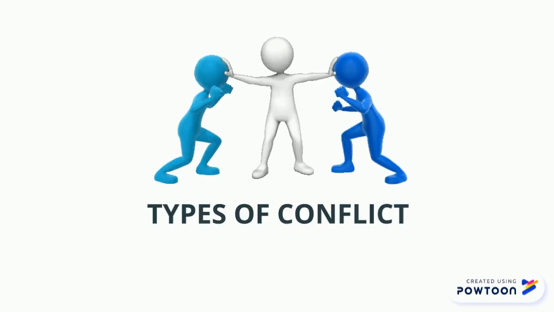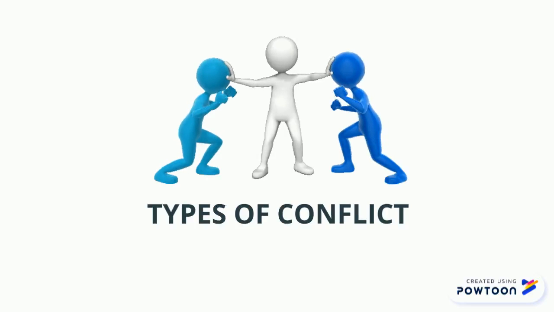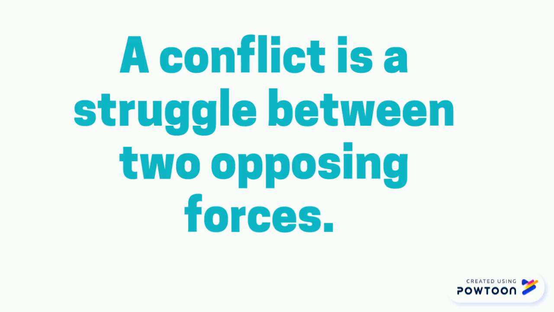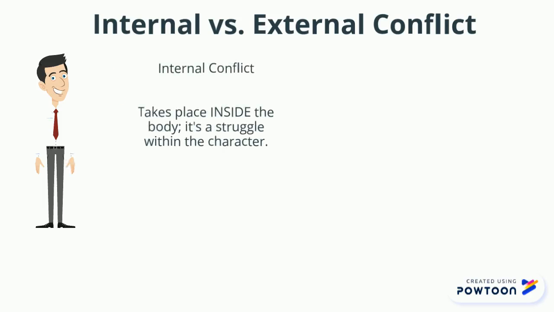Hey, today we're going to talk about 5 different types of conflict in literature. And hey, look, every story has a conflict. Without conflict, there is no story. And a conflict is a struggle between two opposing forces.